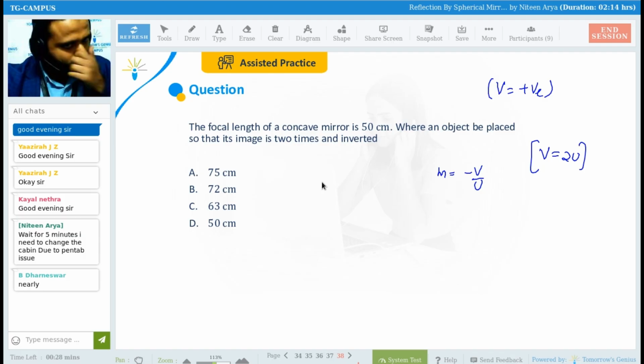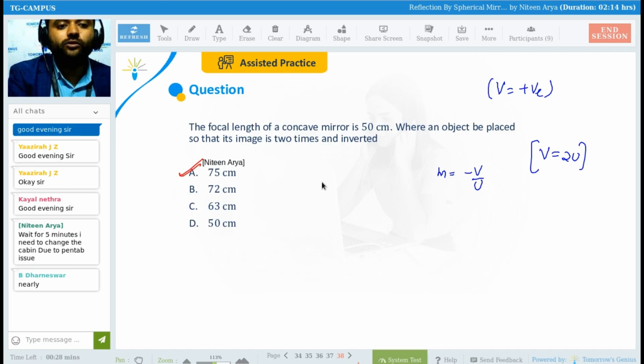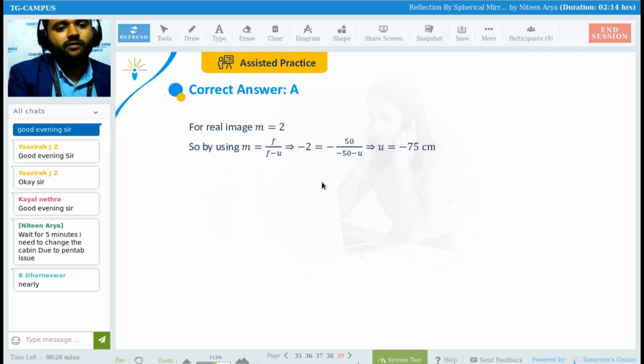What do they ask? Yeah, M equals F by F minus U. Using this particular formula, you need to use that obviously. A is the correct answer. For real image, magnification is 2, using M equals F by F minus U equals minus 2. You have everything and you need to find U. Okay. Is this clear everyone? How you need to do that?